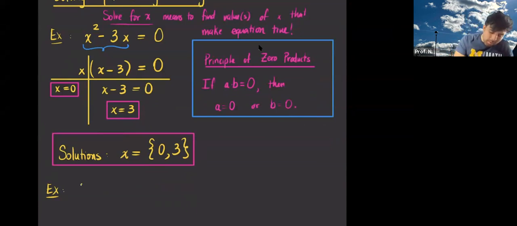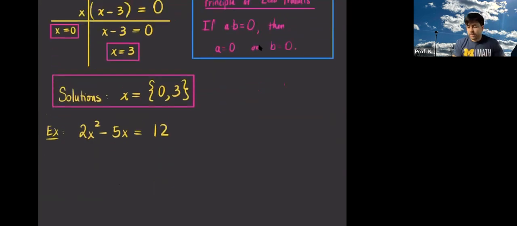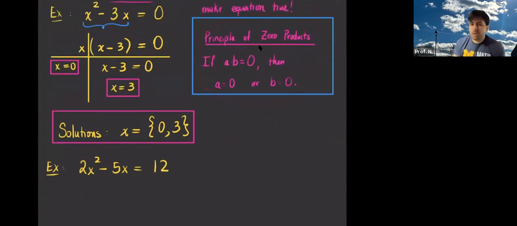Okay, I'll give you another one. 2x squared minus 5x equals 12. Again, I want to solve for x. Can I solve for x? Now you may think, oh, I need to factor the left-hand side first, right? I can factor out the x. But the problem is there's not going to be a zero. And this principle is what we need. We always need to use the principle of zero products.